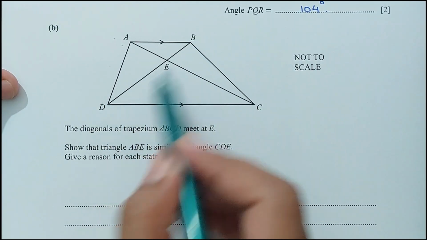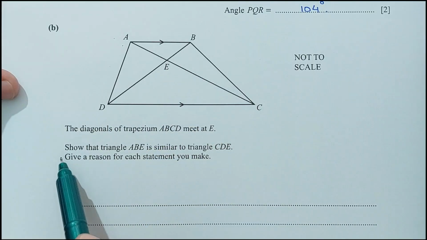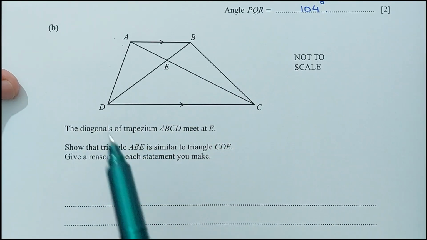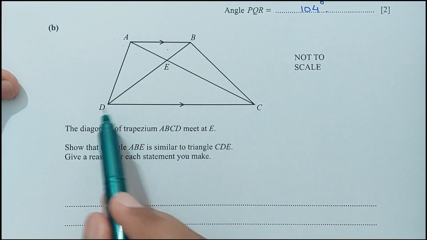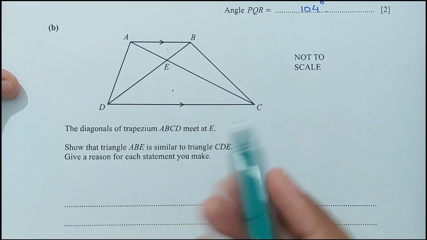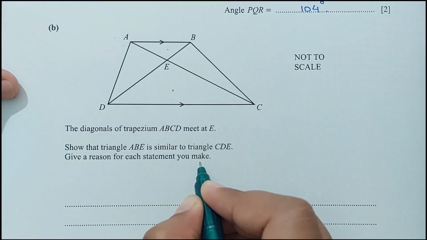Now for part B, the diagonals of trapezium ABCD meet at E. ABCD is a trapezium and the two diagonals meet at point E. Show that the triangle ABE, this triangle, is similar to the triangle CDE, this triangle. Give a reason for each statement you make.